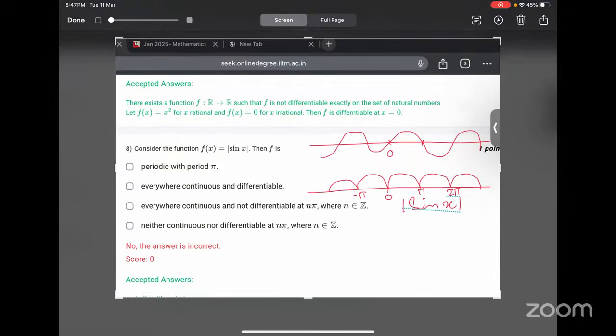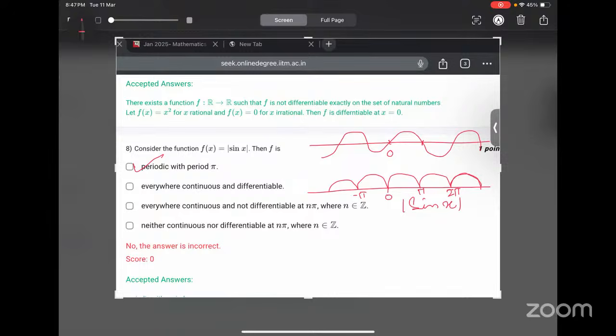We can see 0 to pi it is a semicircle, then again pi to 2 pi is the same semicircle, again 2 pi to 3 pi is the same semicircle. So it will repeat, right? It is the same figure repeating after a pi length. That means it is a periodic function with period pi. Okay. Everywhere continuous and differentiable. What about the second option?